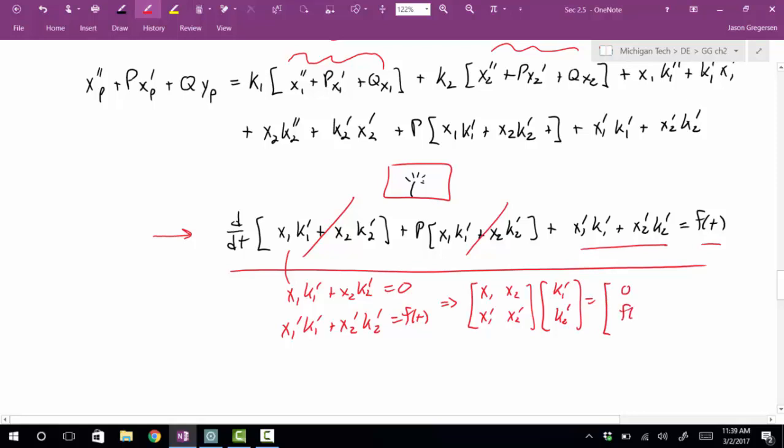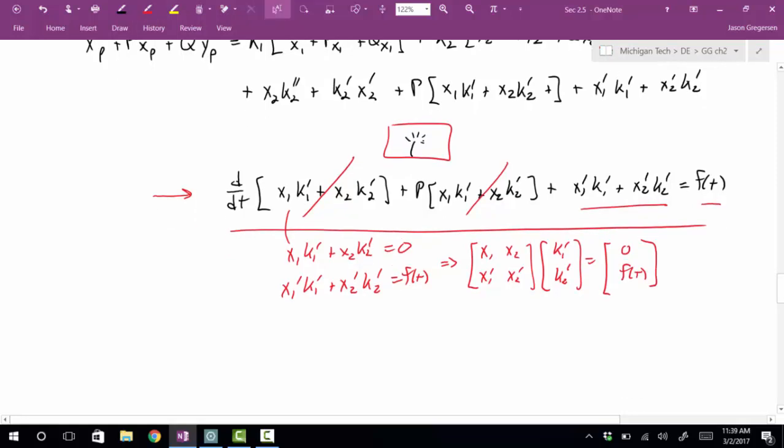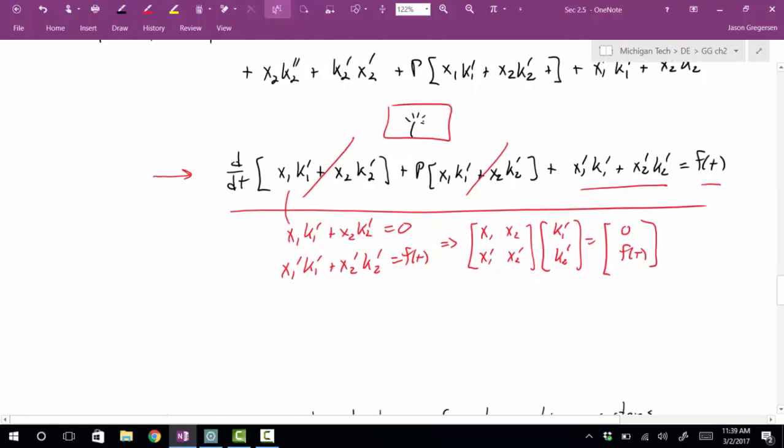A little matrix notation. Okay. All right, now I need to solve that guy. Well, there's a couple of different ways to solve this matrix equation. How can I solve this matrix equation? What could I do?